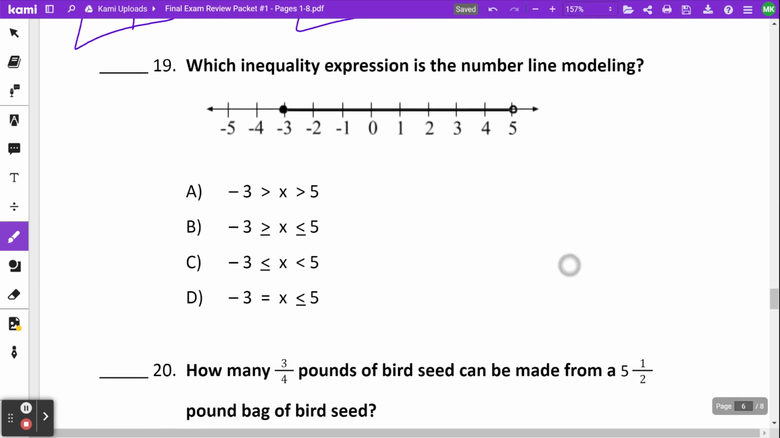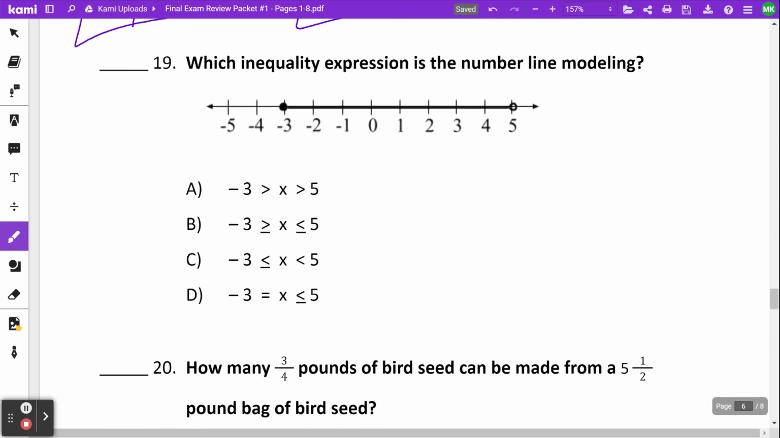There you go. Okay, good stuff. Number 19, which inequality is this modeling? Ooh, this is an interesting one. So I like to put the x right smack in the middle, x in the middle, and I have a 5 on this side, and I have a -3 on this side. Now, it's all about, let's see, and the x is going to be less than 5, but notice that's an empty circle, so we leave that.